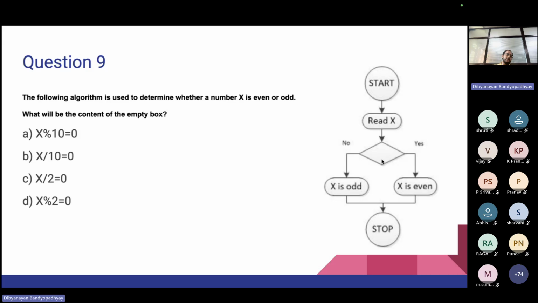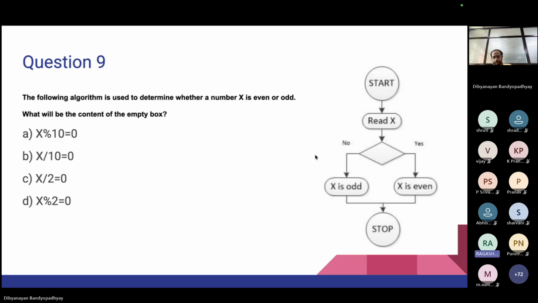So let's take another example. Let's say 5. If you place 5 here, 5 modulo 2 will be what? 1. Then it will be odd. So you check this thing. If it is 0, it is even. If it is not, it is odd. Let's take another example. Let's say 13. 13 modulo 2: 2 into 6 will be 12, so 1 will be the remainder. So x modulo 2 when x is 13 is equal to 1. So it is not matching, so x is odd. Like that you have to think.